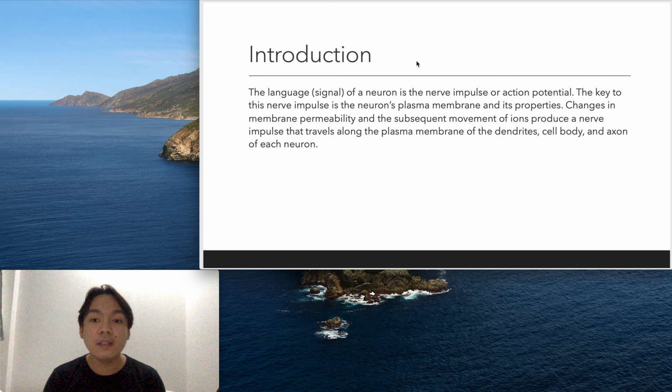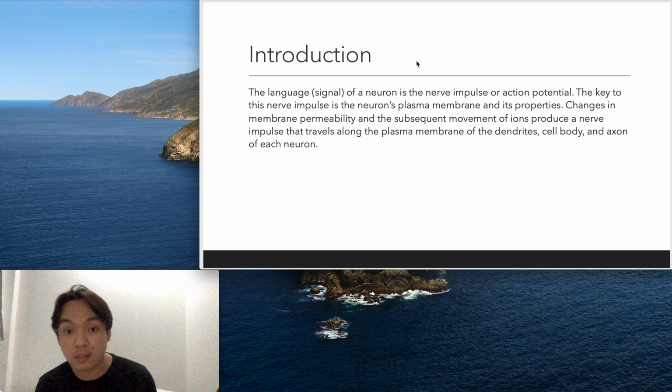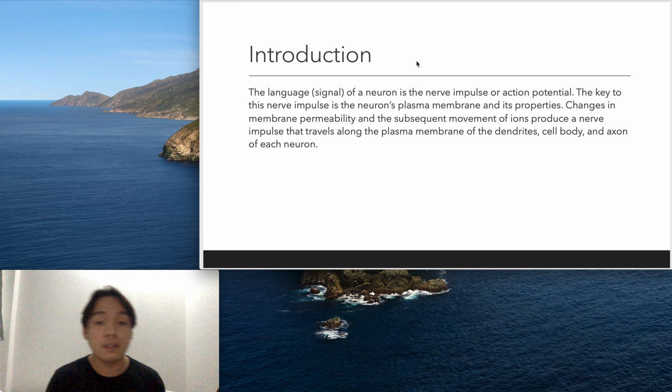For the neuron, the language or the signals of your neuron are carried out by nerve impulses, or your action potential. If there is a stimulus to your neuron's plasma membrane, there is a change in membrane permeability and subsequent movement of ions, which will produce a nerve impulse. They will travel along the plasma membrane of the dendrites, cell body, and axon of each neuron.